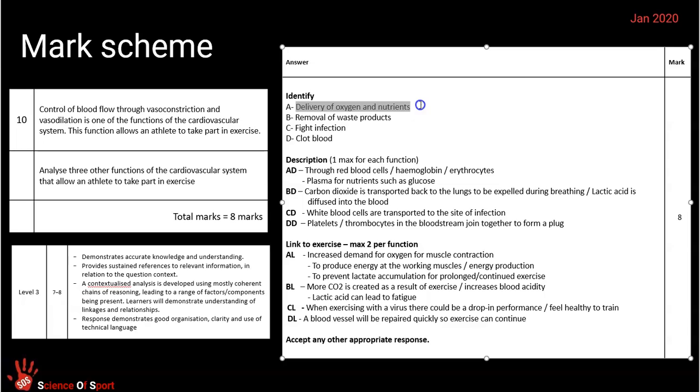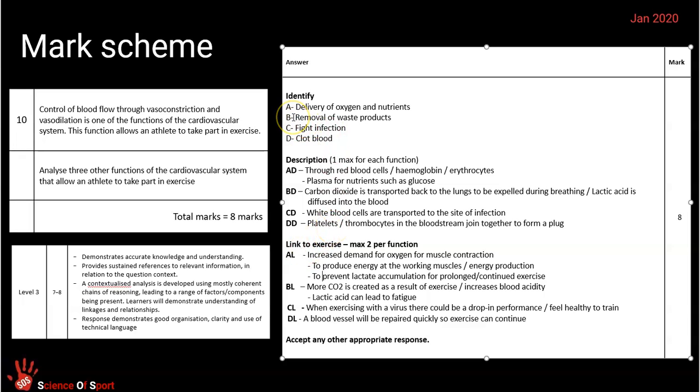So if you said the cardiovascular system is really essential for delivering oxygen and nutrients to the body, and this is done through red blood cells and the hemoglobin in the red blood cells, and the plasma carries the nutrients such as glucose, and obviously exercise requires athletes to make energy aerobically and use the oxygen and nutrients to make ATP, and so that we don't make lactic acid. That's a third of your answer.